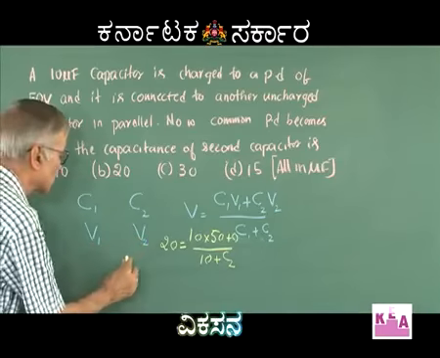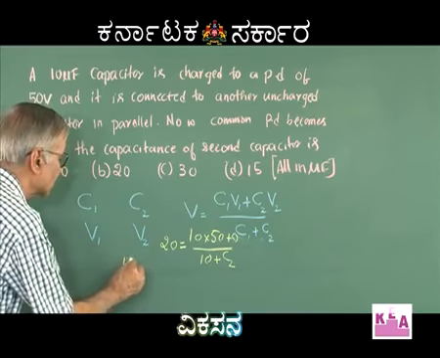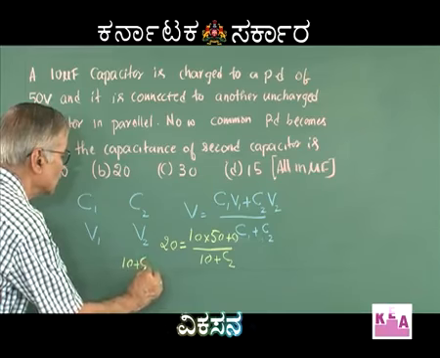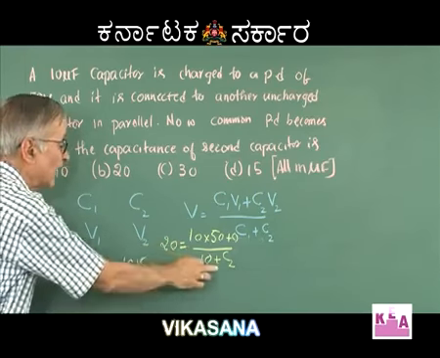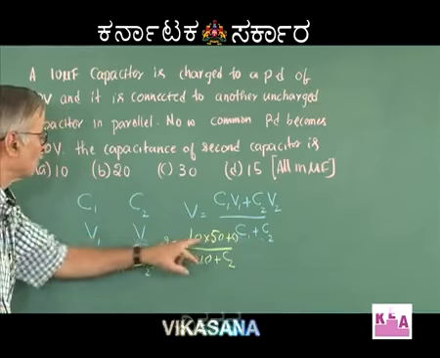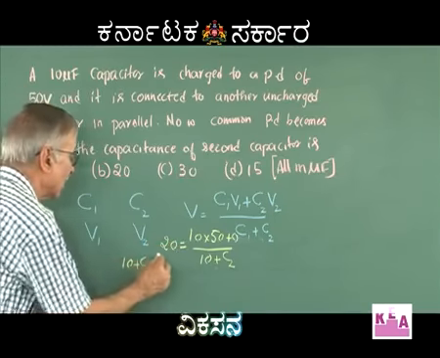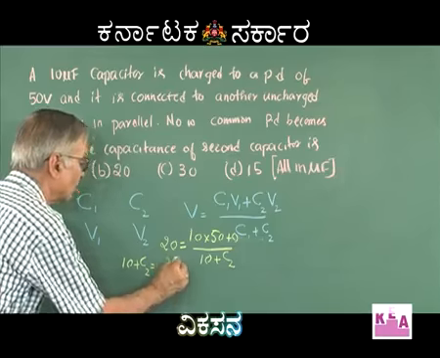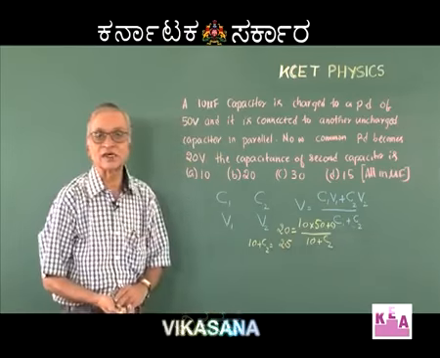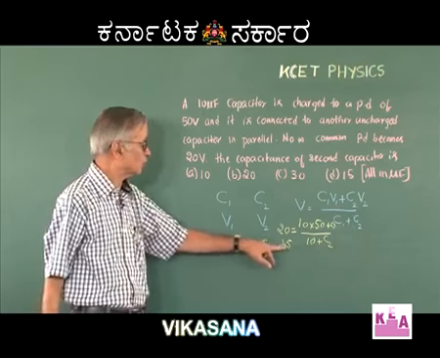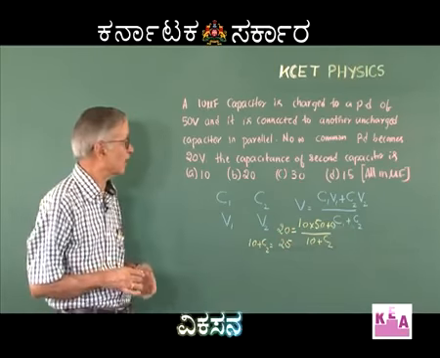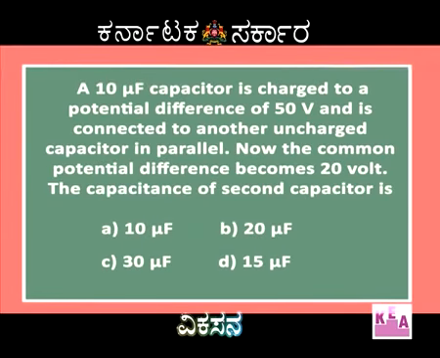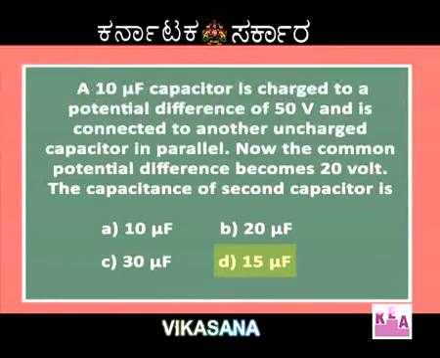Then, cross multiplying, you have 10 plus C2 on one side. If I bring 20 to the right-hand side, 500 divided by 20 is going to be equal to 25. One can easily notice that C2 is equal to 25 minus 10, that is equal to 15 microfarad. Therefore, option number D, that is 15 microfarad, is the right answer.